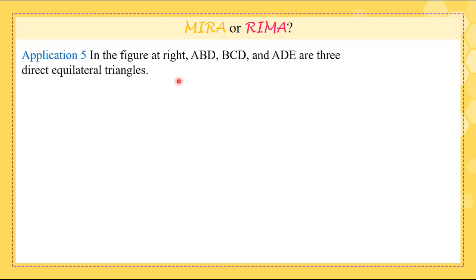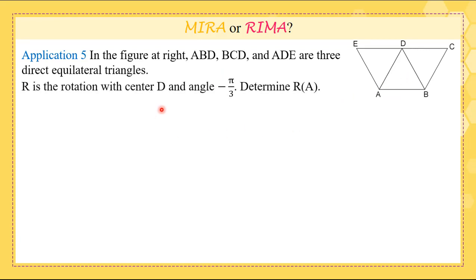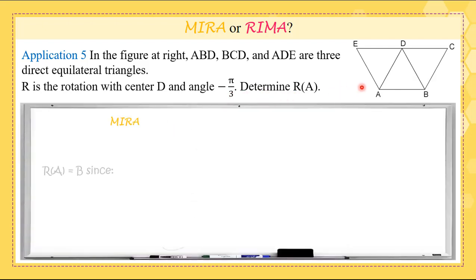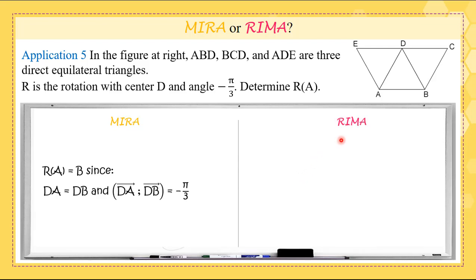Now Mira or Rima. Here we have 3 direct equilateral triangles, and we have a rotation R of center D and angle minus pi over 3. The question here is how to determine R of A. Now Mira wrote that dA equals dB, and the angle between dA vector and dB vector is equal to minus pi over 3. So she wrote that R of A is equal to B. While Rima wrote that R of A is equal to E, since dA equals dE, and the angle between dA vector and dE vector is equal to minus pi over 3.